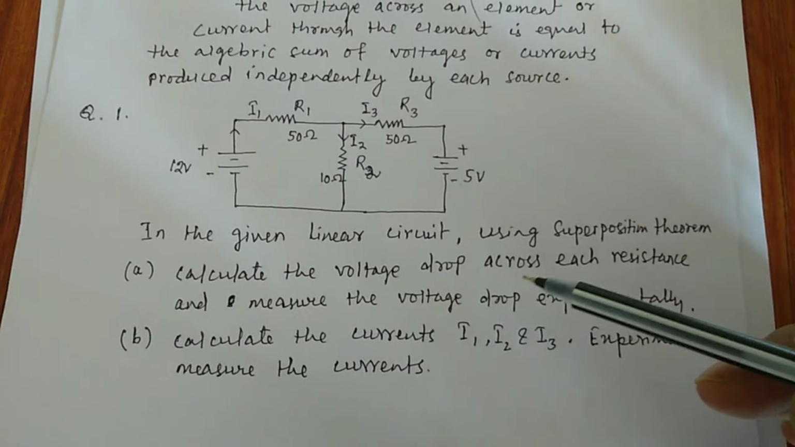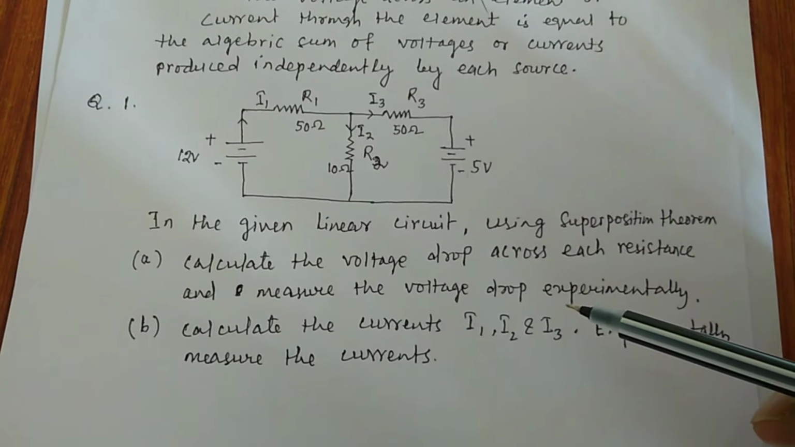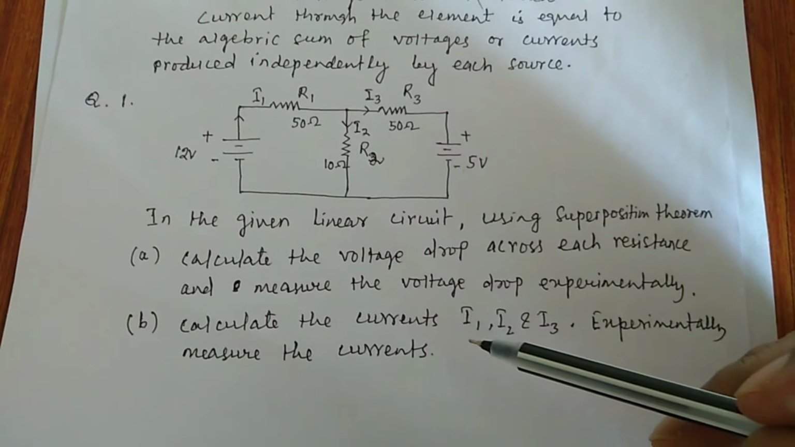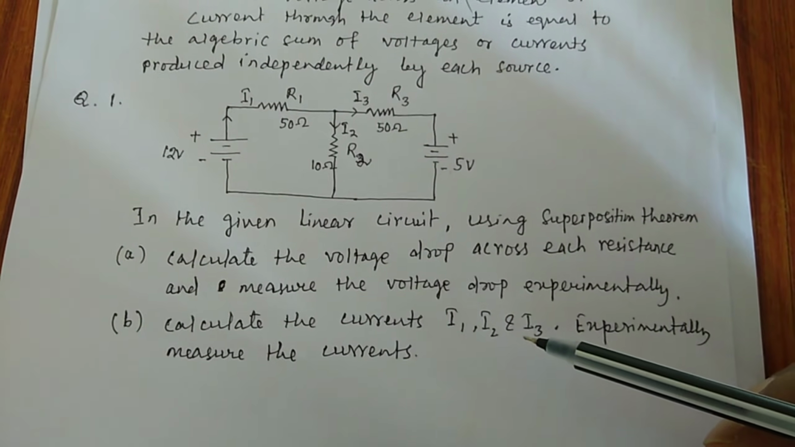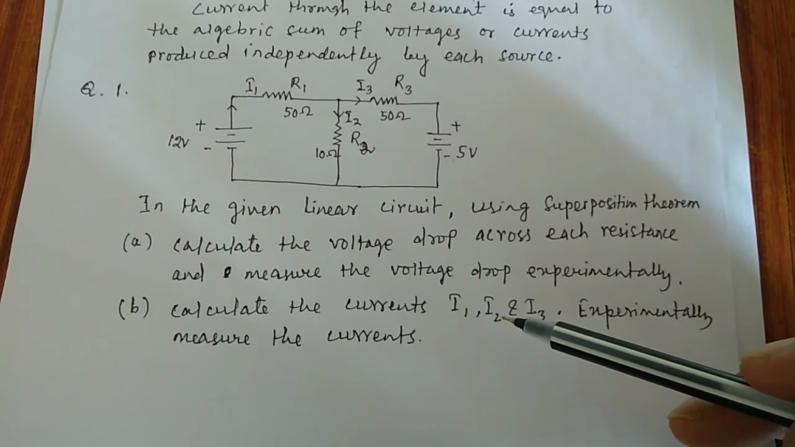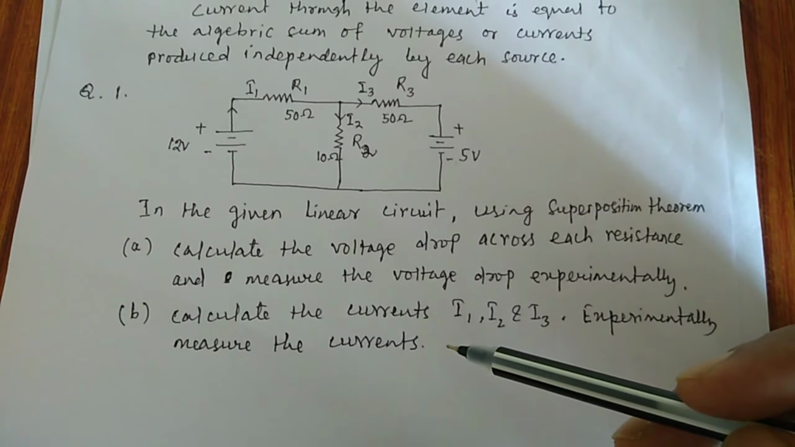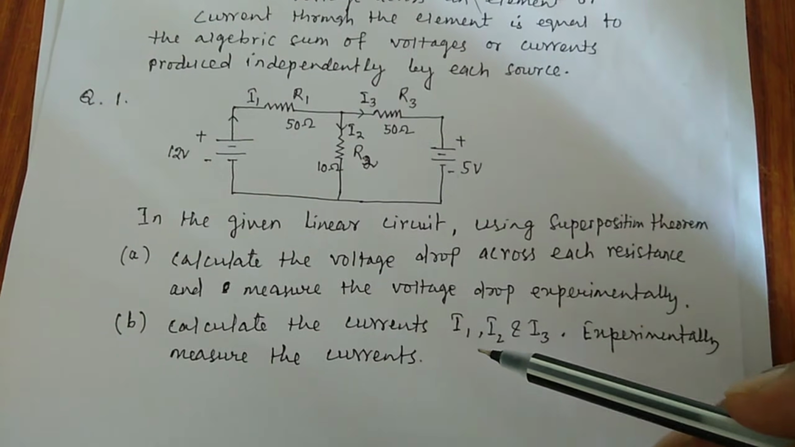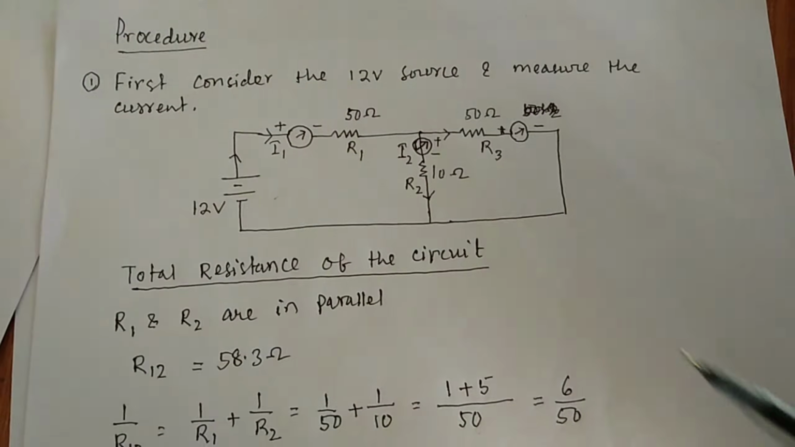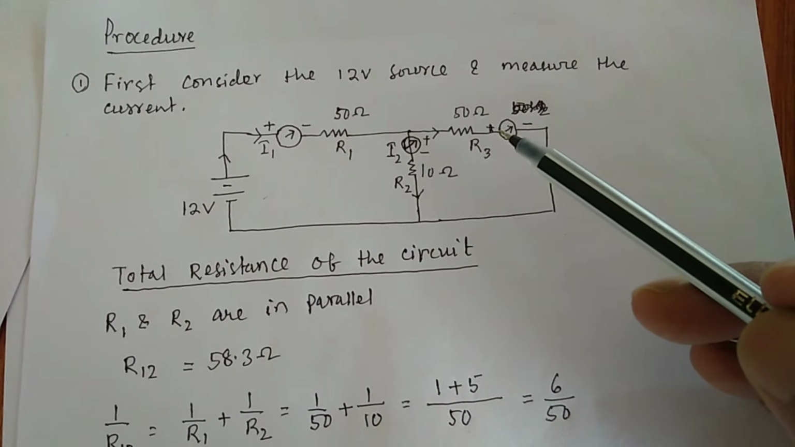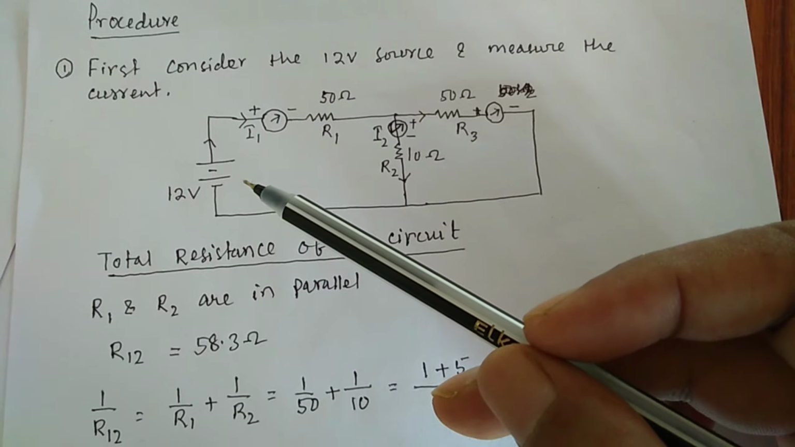In this given circuit, using the superposition theorem, you calculate the voltage drop across each resistance and measure the voltage drop experimentally. Similarly, you calculate the currents I1, I2, and I3, and experimentally you measure the currents. You first calculate the current, then you experimentally measure it. So first, you consider the 12 volt source and measure the current.